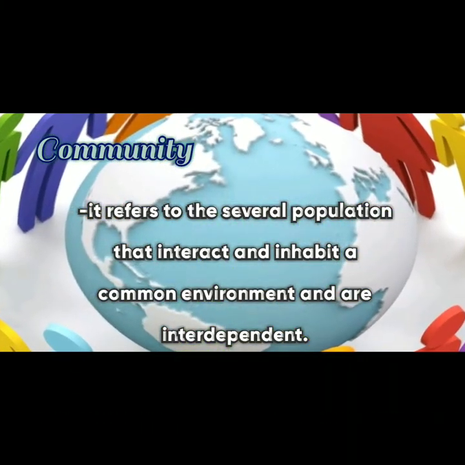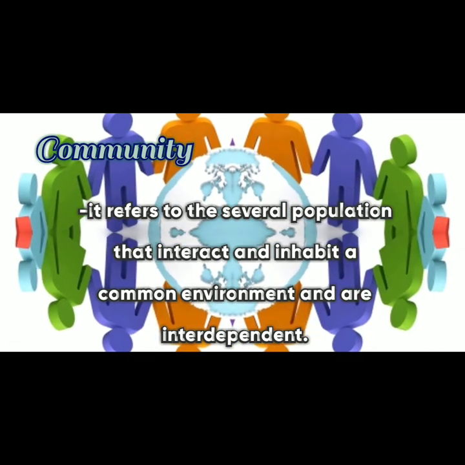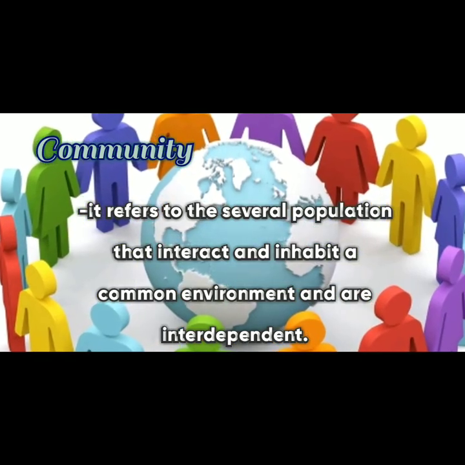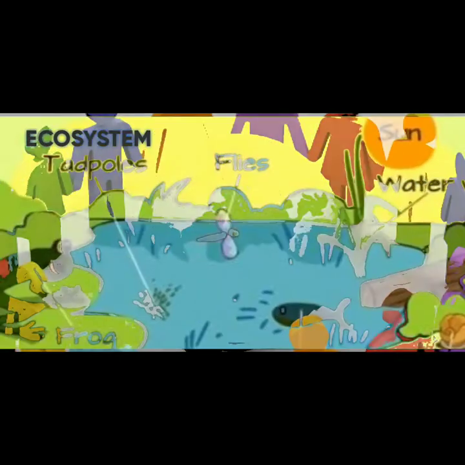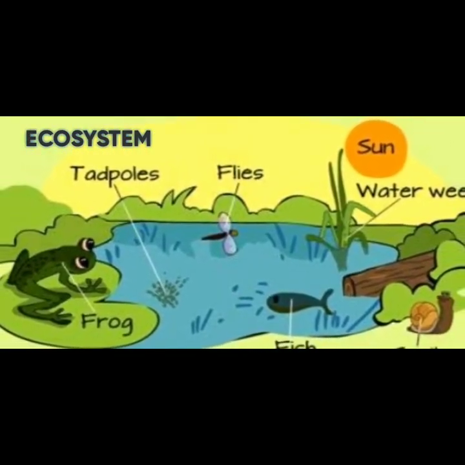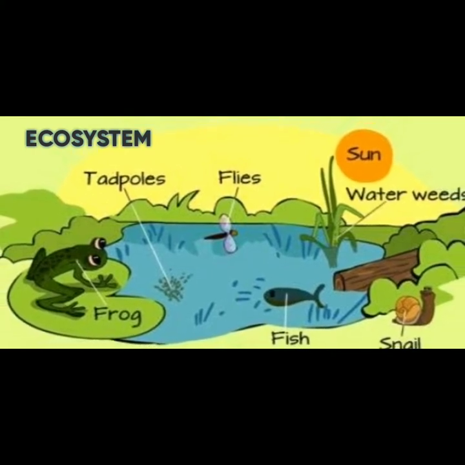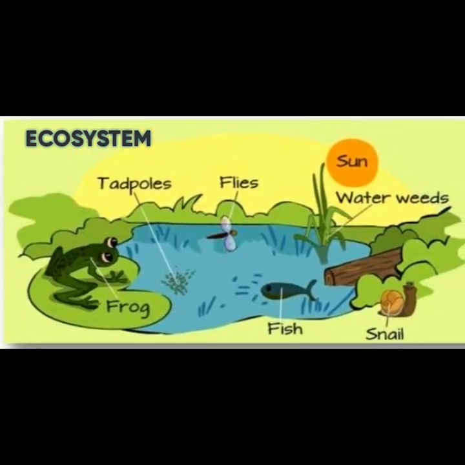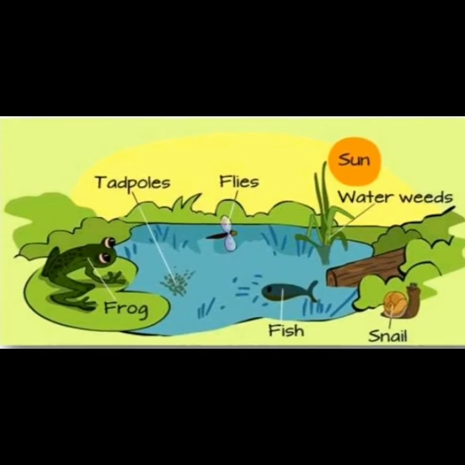Community refers to the several populations that interact and inhabit a common environment and are interdependent. Ecosystem is a set of all living species and abiotic components existing and interacting in a given area. There is an interaction with both living and non-living components of the environment.